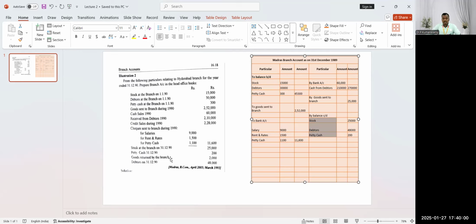Goods returned by the branch to the head office is 2,000. That is goods returned from the branch. Where are the goods sent to the branch? How much amount? 25,000. We have recorded it here. Right.